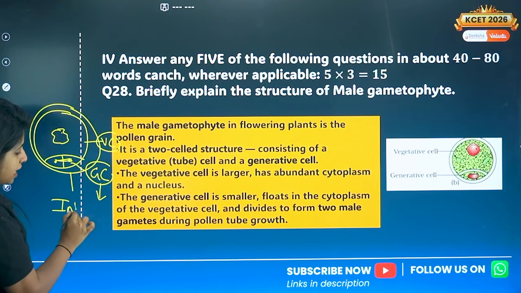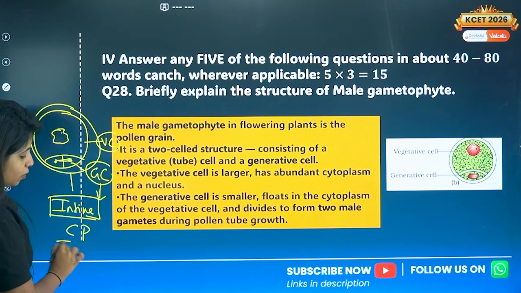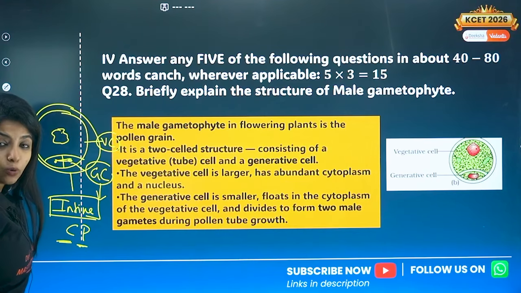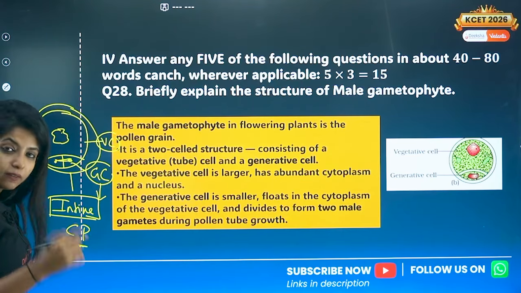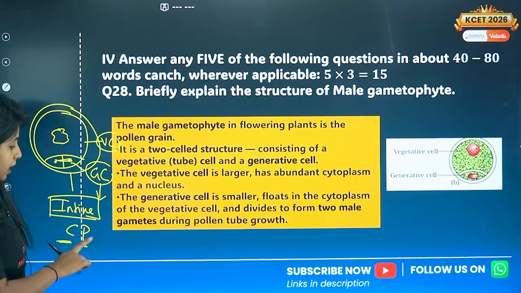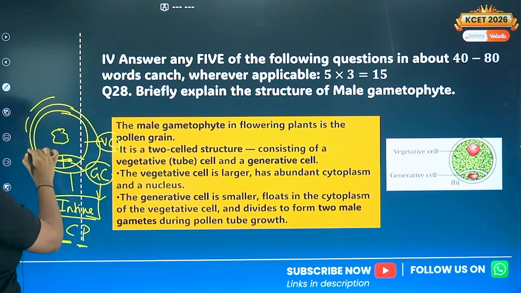Now intine which is there, it is made up of cellulose as well as pectin. Cellulose as well as pectin. Priyanka Chopra, you can remember like that. PC or CP, whatever way you want to remember, you can remember like that. Okay, cellulose and pectin. It is continuous layer. There is nothing, no gaps out there.